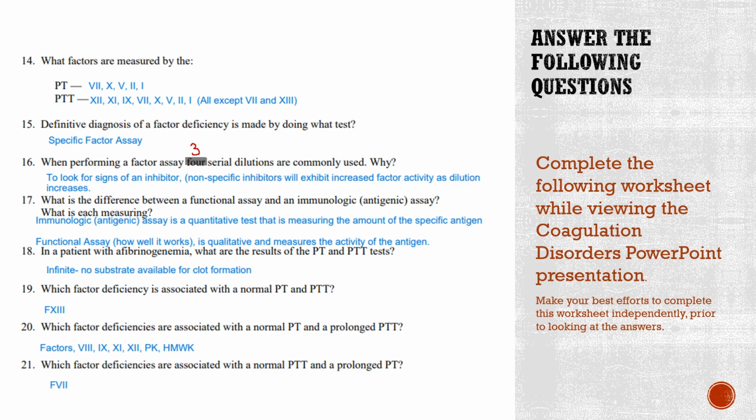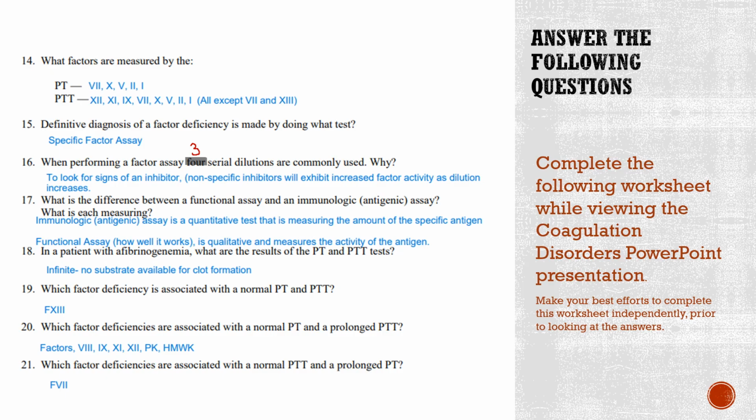In a patient with afibrinogenemia, what are the results of the PT and the PTT tests? Well, remember, patients with afibrinogenemia usually have no fibrinogen, which means they have no clotting available because there's no substrate. So they would have an infinitely prolonged PT and PTT. Number 19, which factor deficiency is associated with a normal PT and PTT? Well, there's really only one factor that we don't use the PT or the PTT to measure, and that is factor 13.